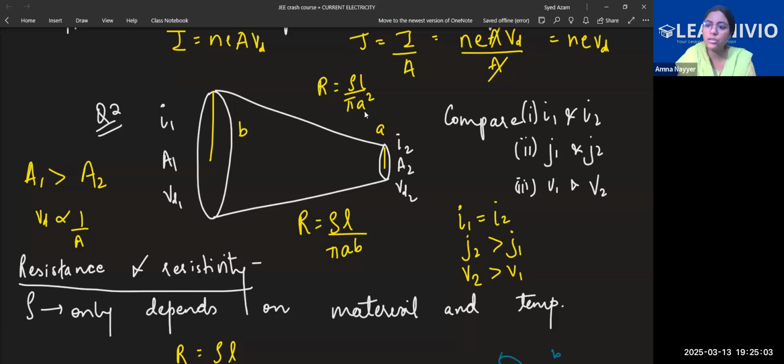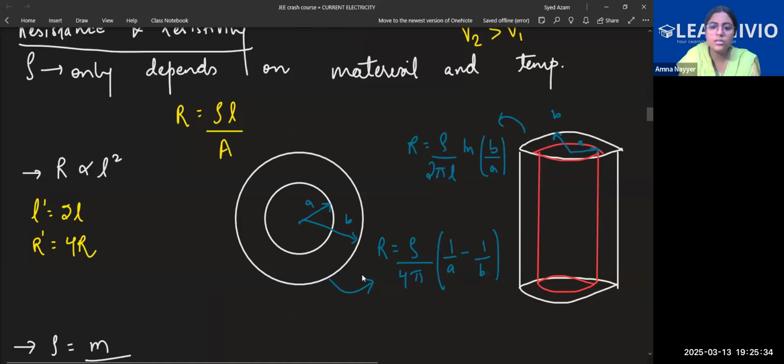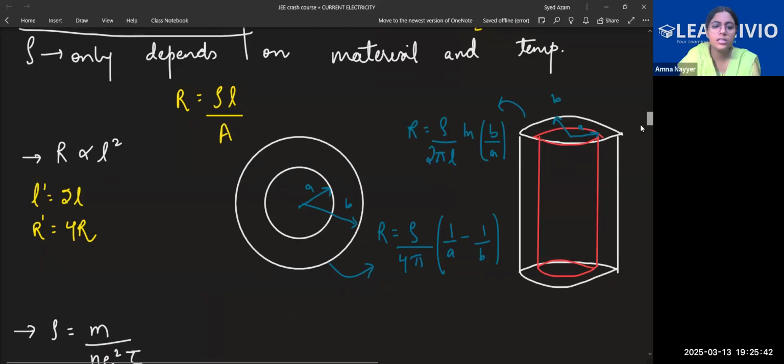Right, rho L by pi A square it would be, because B will be equal to A if it's a symmetrical cylinder. And what is pi A square? It's the area. So we are getting the actual formula back. So if both the radii present on the extremities are variable, you can use the formula rho L by pi A into B, multiplying both the radii. And for a concentric cylinder, you can use this. For concentric spheres, you can use this. Regarding the length portion, I'll tell you later. This we'll see through questions.